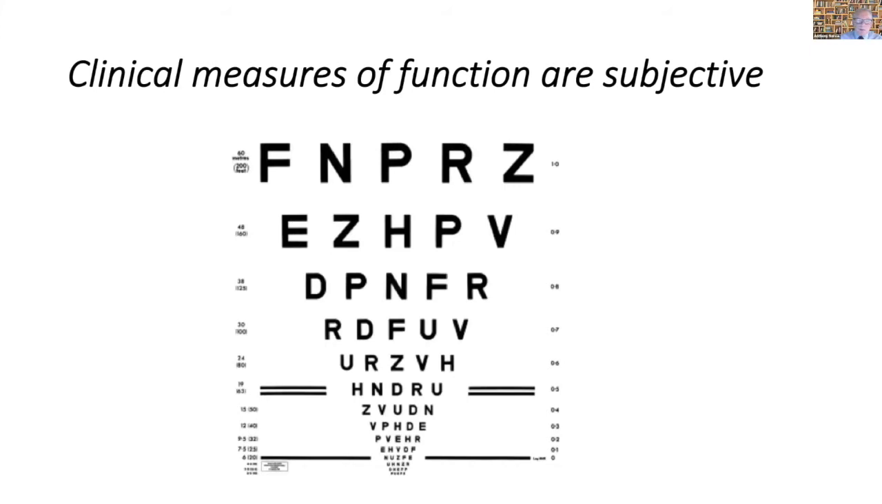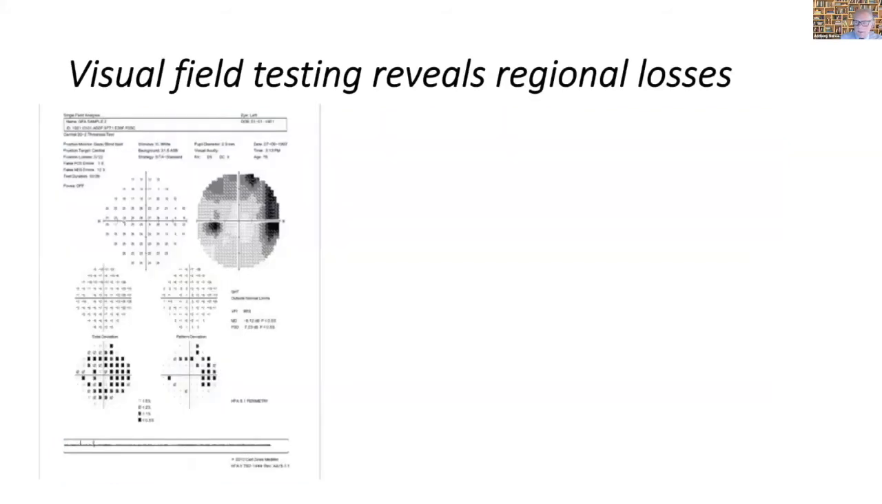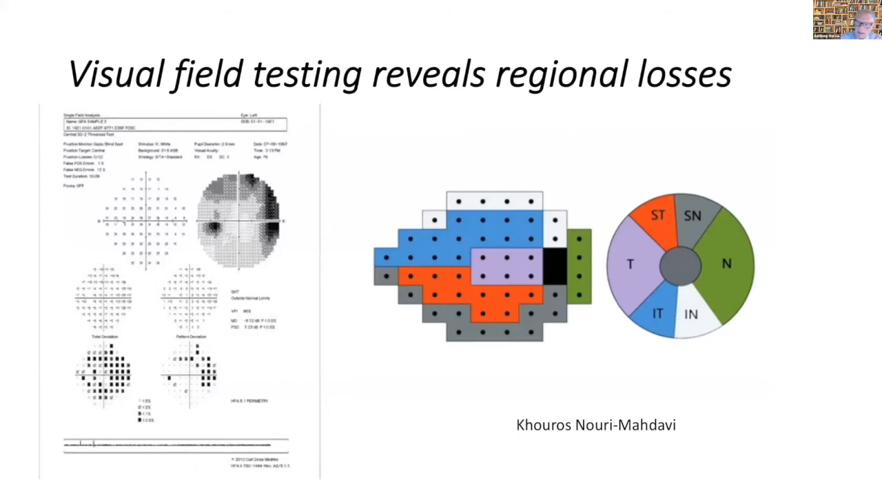As Heather was saying, clinical measures of visual function are typically subjective. Visual acuity is subjective. Visual field testing is subjective, and it's also something that a lot of patients don't like doing. On the other hand, it's very useful in that it gives us indicators of regional loss of function. So testing different parts of the visual field, producing a map of visual loss. And this can be broken down into various sectors of the visual field, and there are nice ways of connecting the sectoral functional losses to the anatomy.